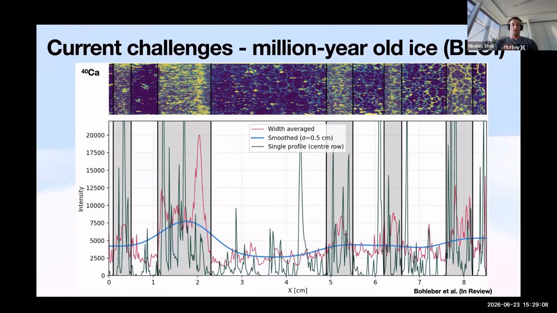And therefore we tried around a bit. And if you take the entire width of your sample and average this, you get this pink line, which is, at least for now, the best overview profile of what's happening with the chemistry in the ice. But this is all a current challenge. We are still not sure how to really deal with this.